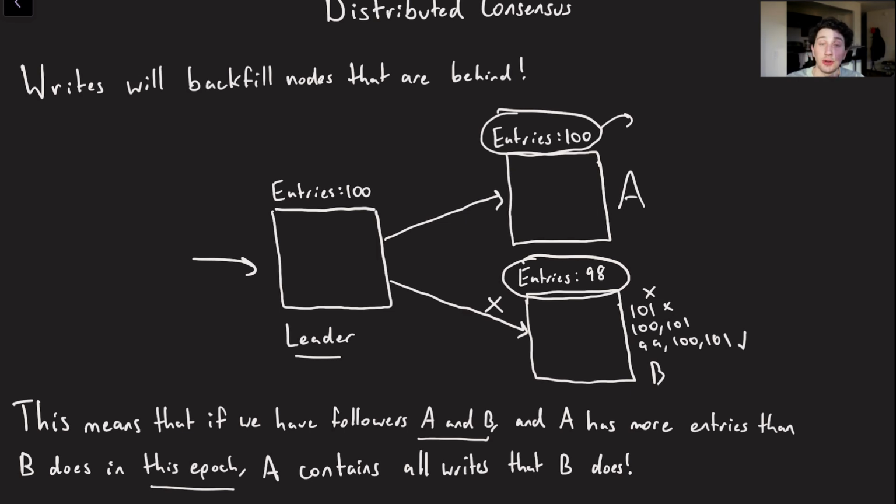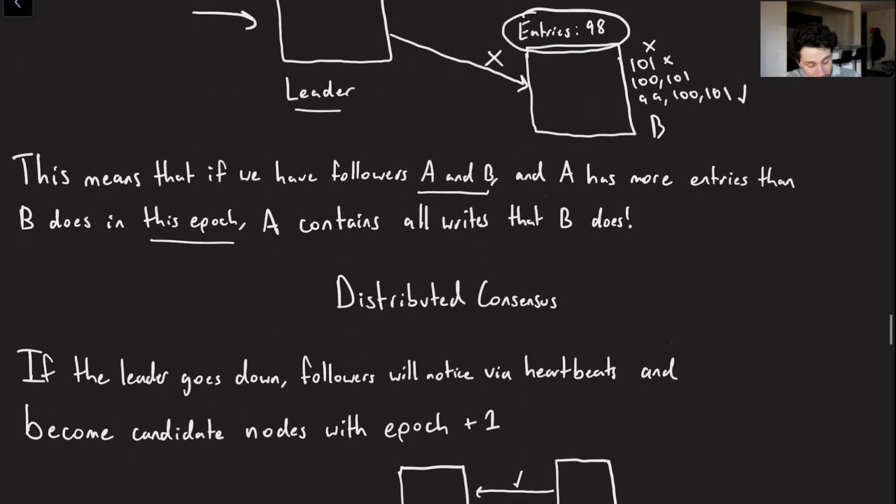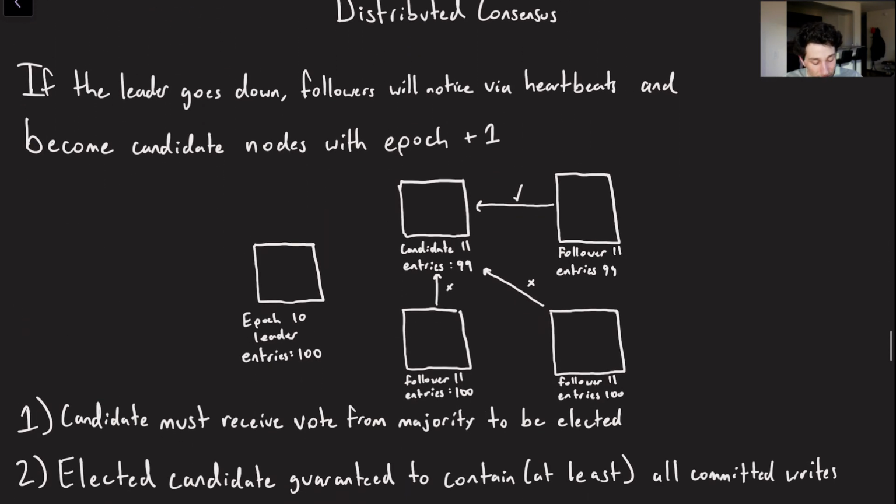So we know that having more entries for a particular epoch of a leader means that you have the same exact log as all of the other followers, except a little bit more, maybe 1 or 2 entries more. Cool. So that brings us to the final step here, which is what happens when a leader goes down, because of course, this is hardware and it is prone to failure.